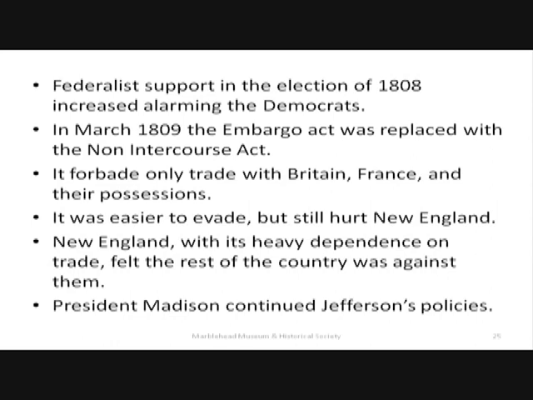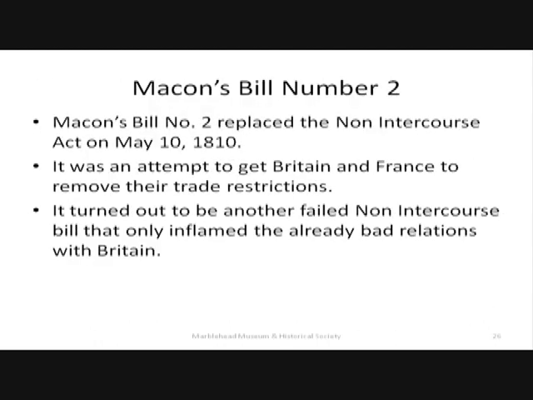And Madison just continued on with Jefferson's policy. Except halfway through his term, he stopped building those silly gunboats. In 1810, they tried another bill to try to get the British and France to remove their trade restrictions. There was a bunch of diplomatic exchanges and whatever, and when it was all over, it had failed. Nothing had happened. But all we did was make bad relations worse with Britain.